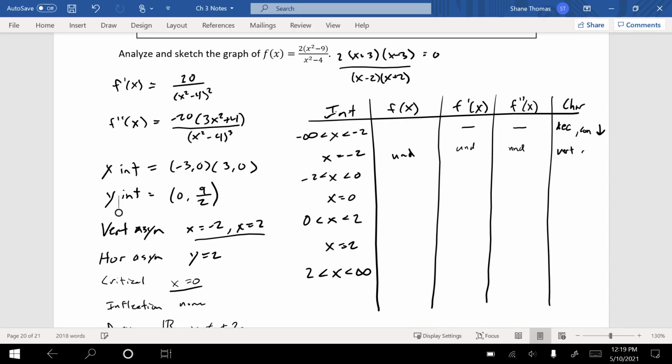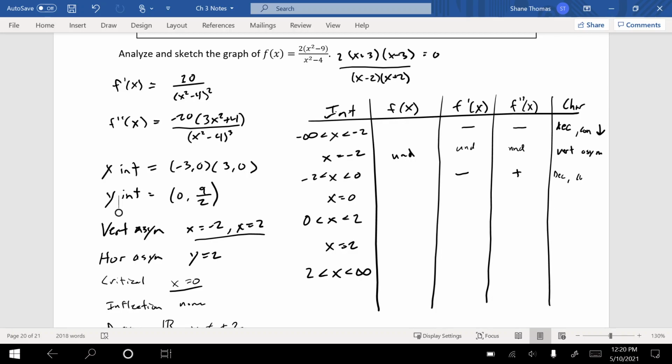All right, let's pick another number for the next interval. We could use negative 1. So if I plug in a negative 1, I don't care about the original function. All I care about is f prime and f double prime. So if I plug in a negative 1, f prime of x is going to be negative. f double prime would be positive. Since f prime of x is negative, it's decreasing. Since f double prime is positive, it would be concave up.